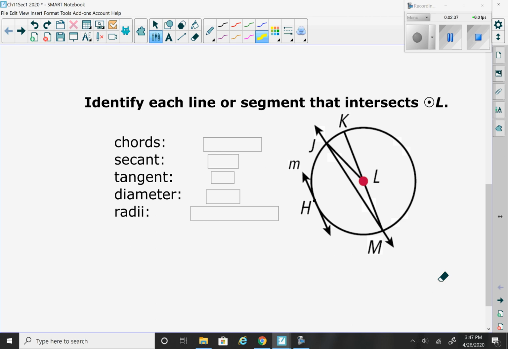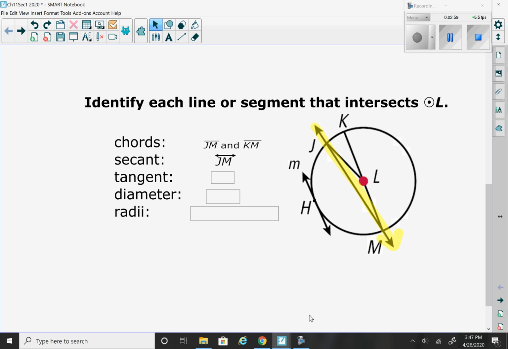I see two chords here. I see a chord JM and then a chord KM. Those are both chords because the endpoints lie on the circle. Again, just that piece or section, that segment. A secant, I only see one secant in my picture. That's this line JM that goes on forever in both directions.